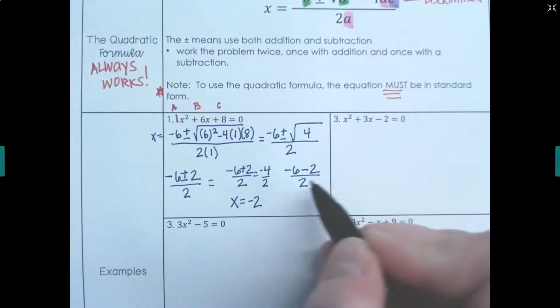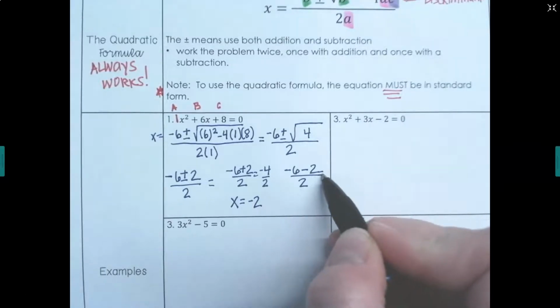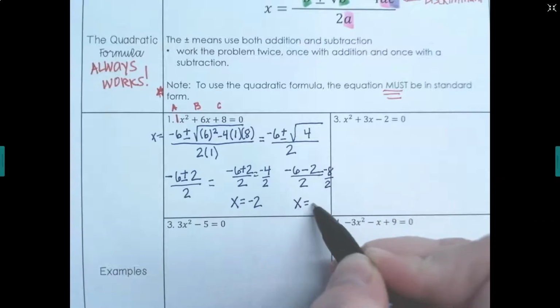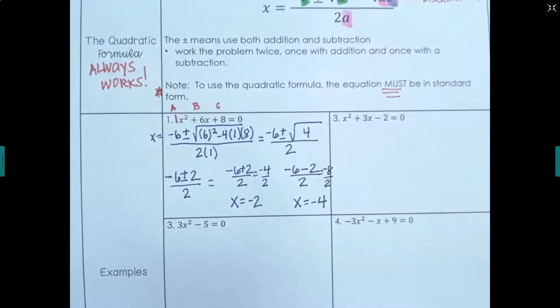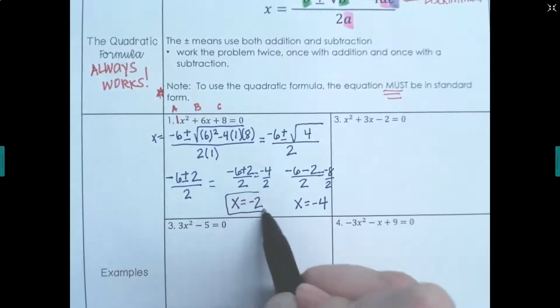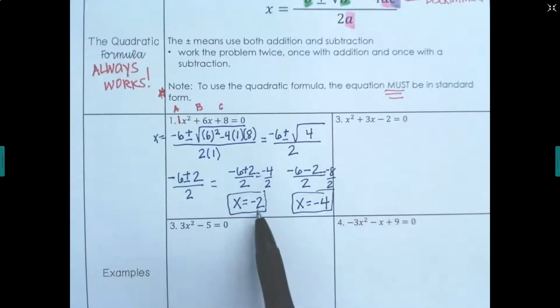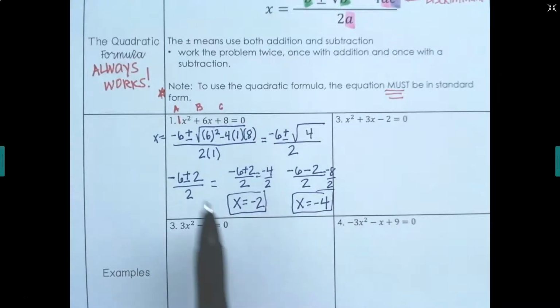Let's see where the other side crosses. Negative 6 minus 2 is negative 8, divided by 2. The other side crosses at negative 4. So the quadratic formula tells us exactly where the graph is going to cross or touch the x-axis. Because these are nice, whole numbers, that means we could have factored that problem.